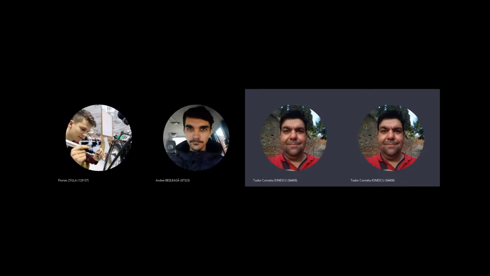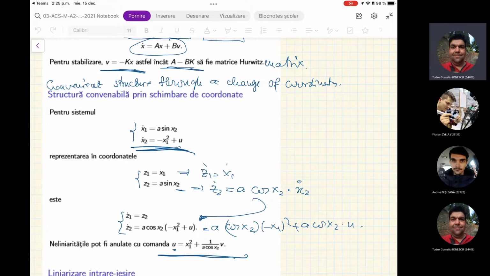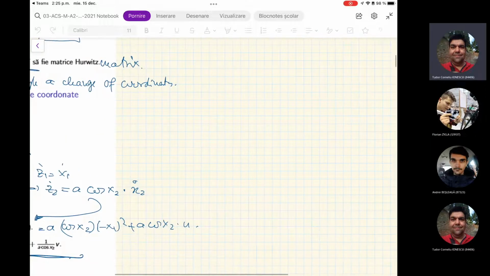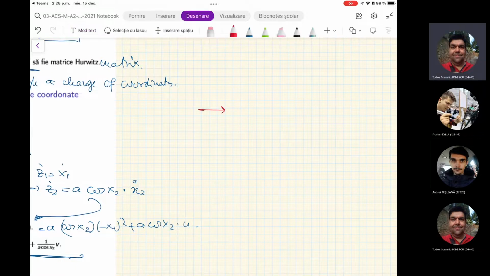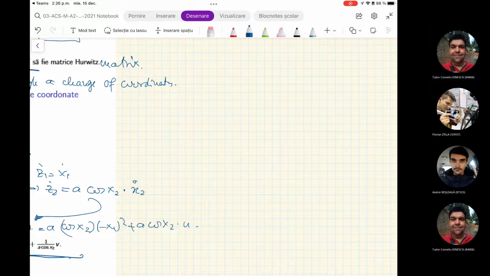The last subject of this lecture is all about this very nice nonlinear control technique. Very nice in the sense that it's very popular among the nonlinear control techniques, called feedback linearization.